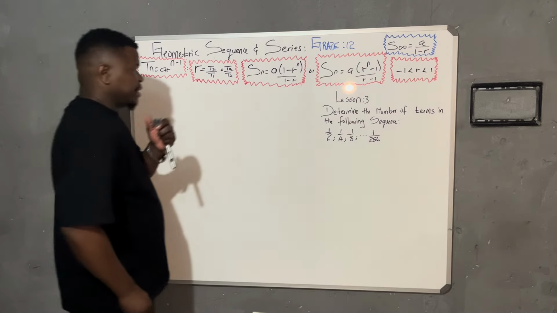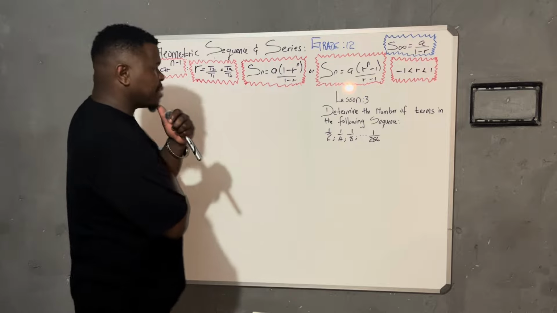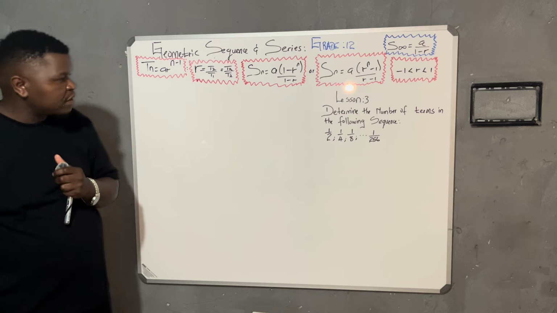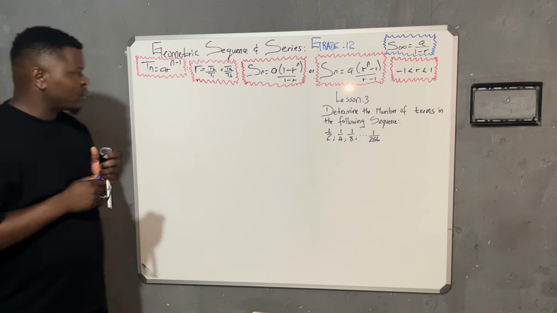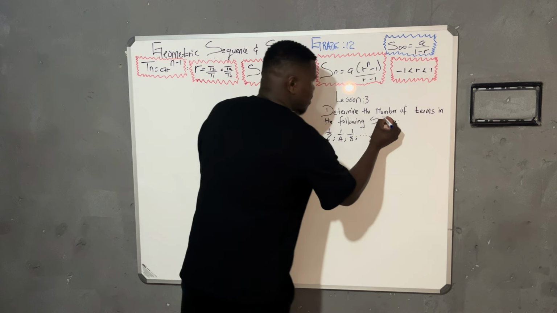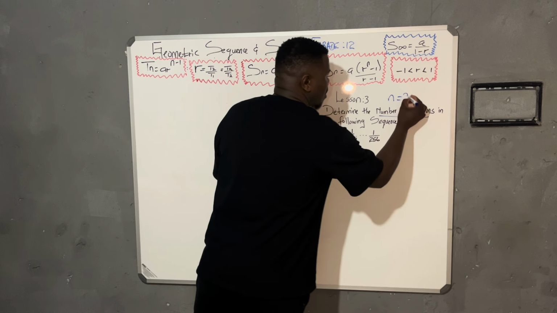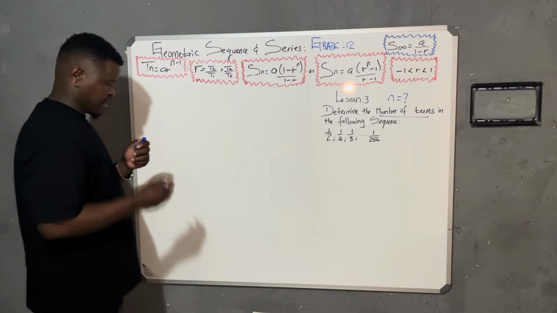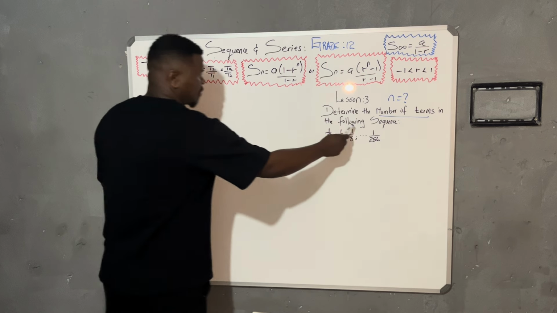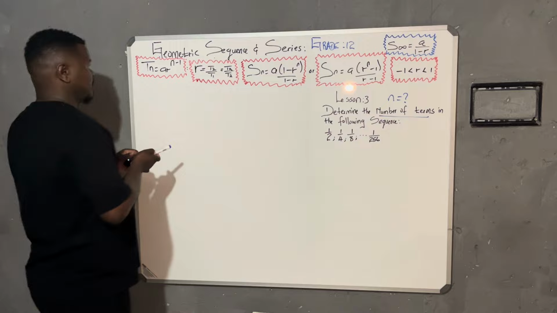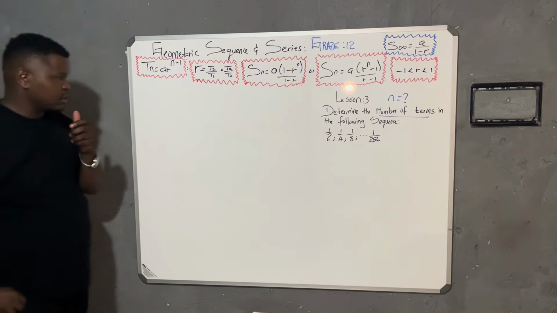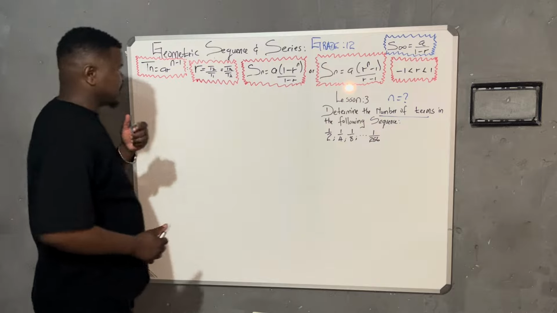All right. Now, lesson number 3. Determine the number of terms in the following sequence. Now, the most important thing there, I said where there's a question, there's answer. Now, number of terms, that's n. And the fact that the sequence that we're dealing with, it is geometric. We know that selection of formula is very important.